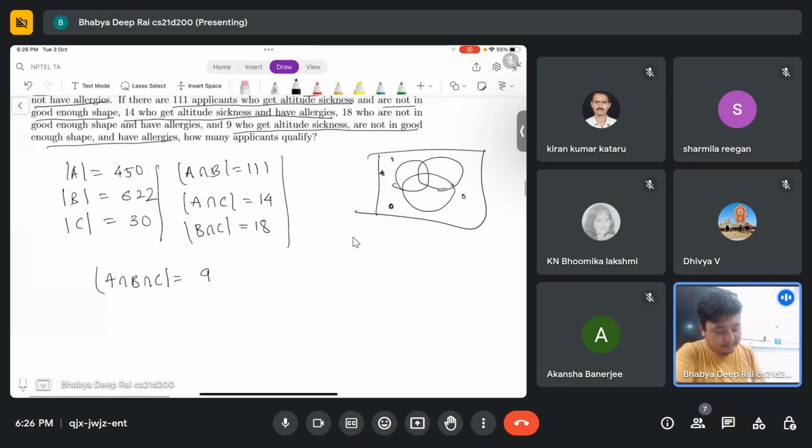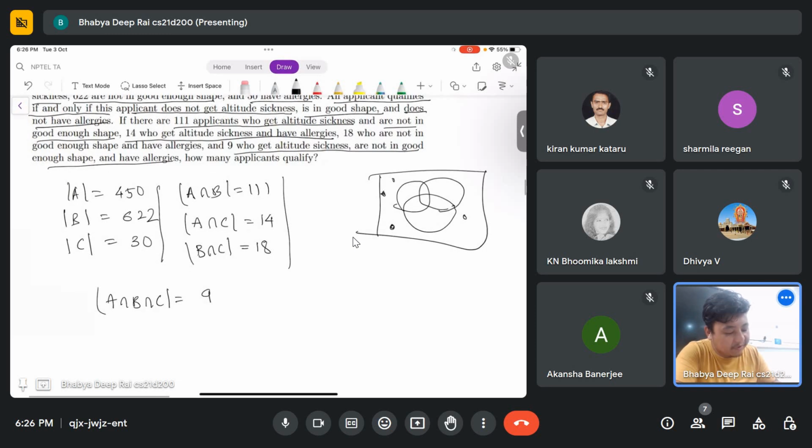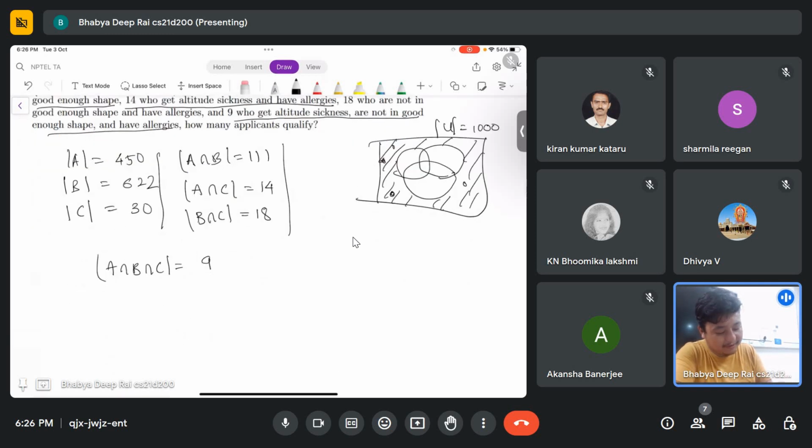So now, what do you want? We want this region. And what are the total number of applicants? 1000. So 1000 is the size of our universal set. So finally, what do you want?